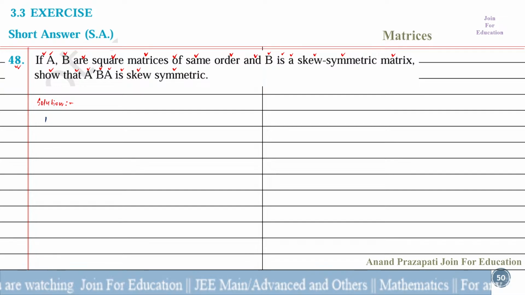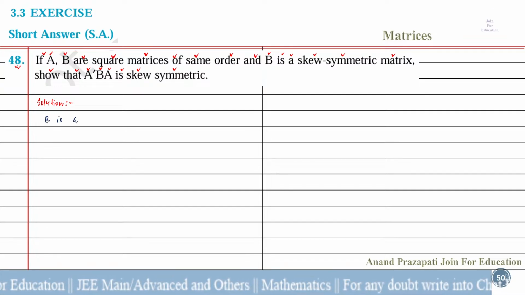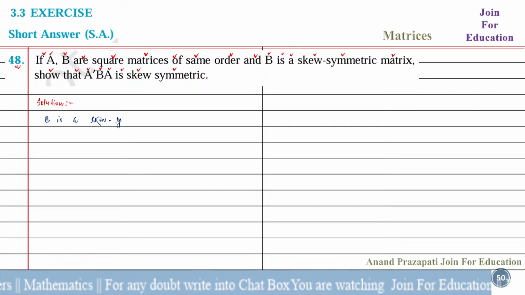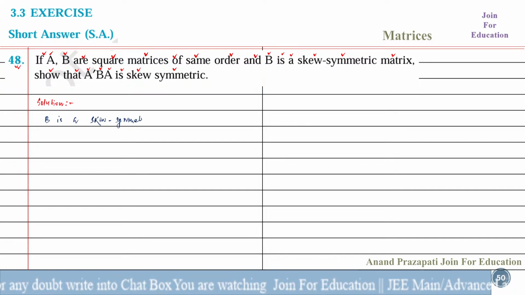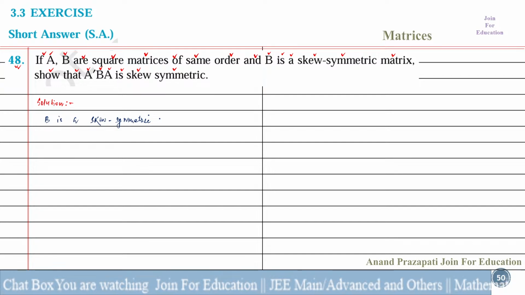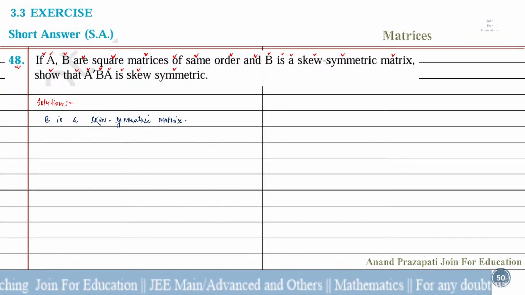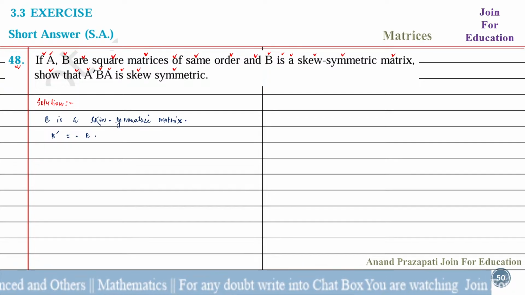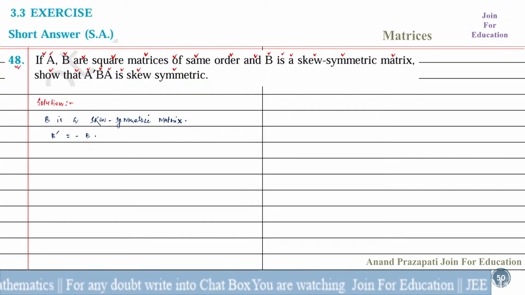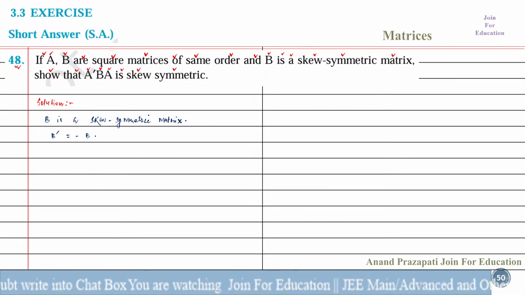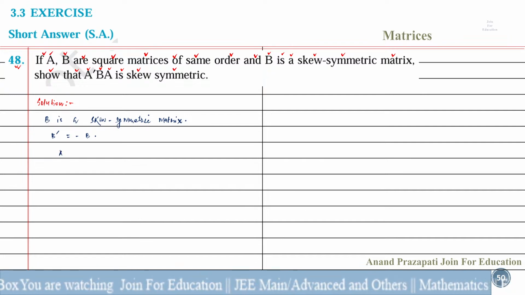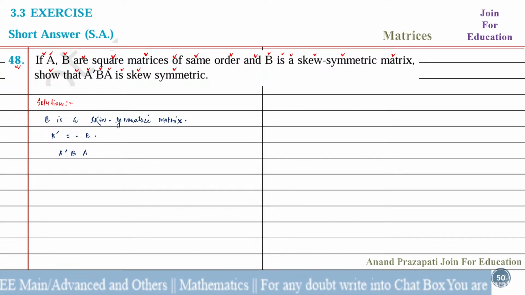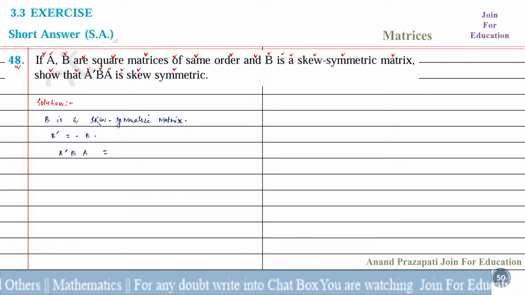B is a skew symmetric matrix. Therefore, here will be transpose of B equal to minus B. So transpose of (A into B into A) equal to, we can write down here, this is the skew symmetric matrix.